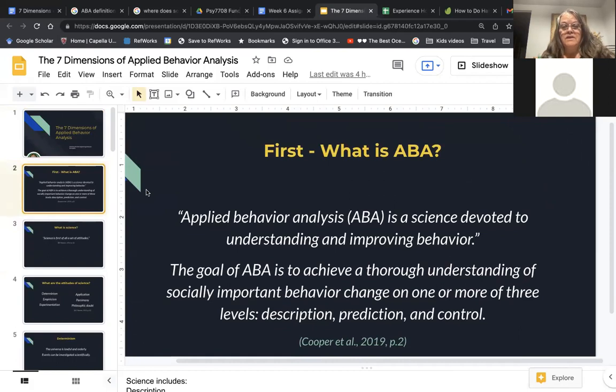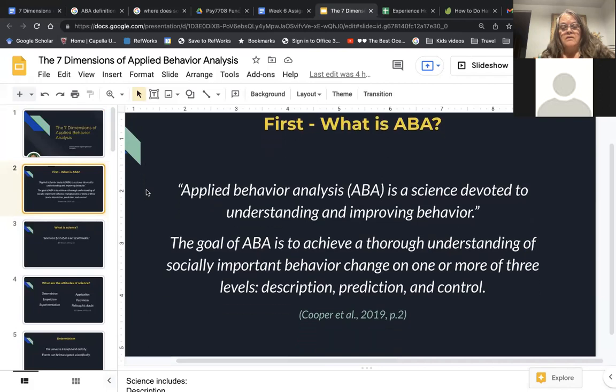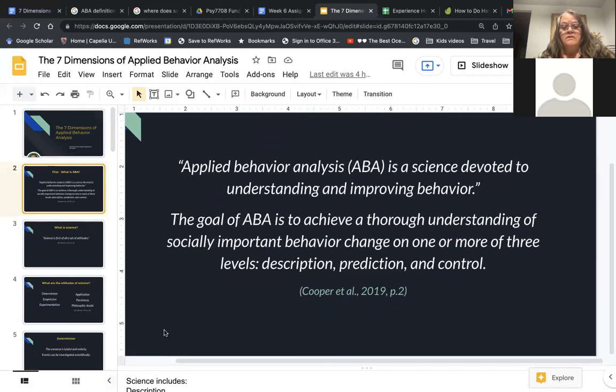A lot of people nowadays have heard of ABA. They know that it's a popular treatment for a lot of kids with autism, but they don't know much more than that. So we want to explore some details about what ABA is. First of all, it's a science. It's devoted to understanding and improving behavior. And the goal of ABA is to achieve a thorough understanding of socially important behavior change on one or more of 3 levels: description, prediction, and control.